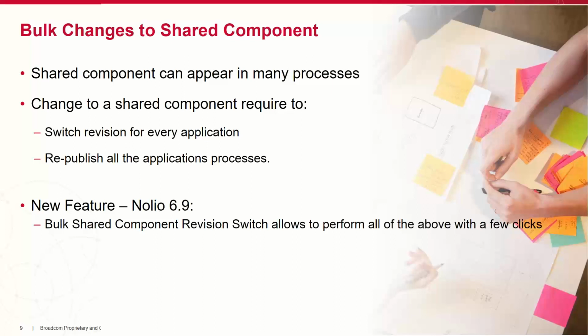But then you need to go to your application and apply the change, and then you need to go to the process and republish the process. And if you have many applications and many processes, this caused quite a lot of effort. And here, what we're going to introduce in Nolio 6.9 is the capability to do it from a central location, like in a bulk change.